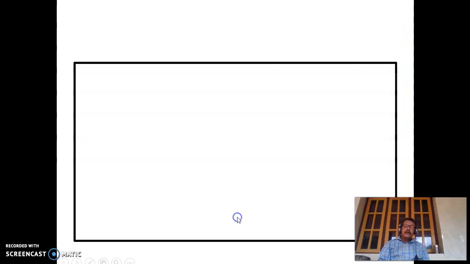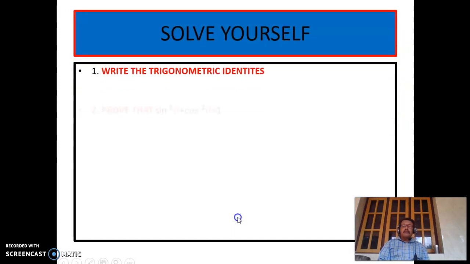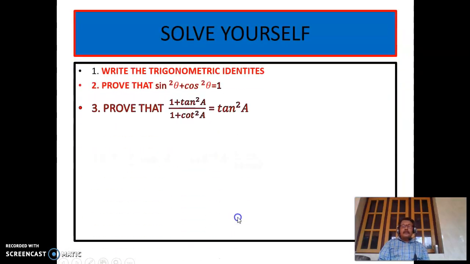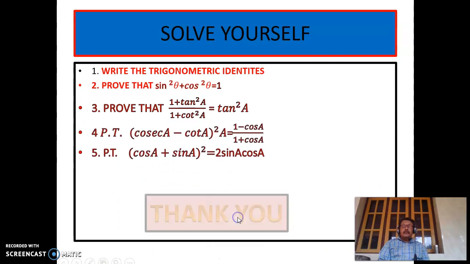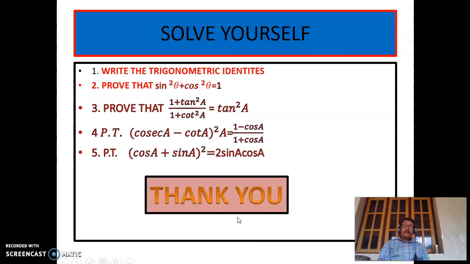So solve the next one yourself. This is homework. There are so many problems, you can go through them. If you have any doubts, please consult me.